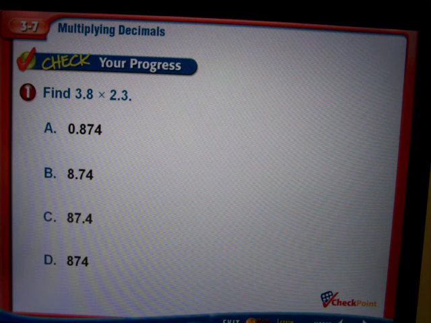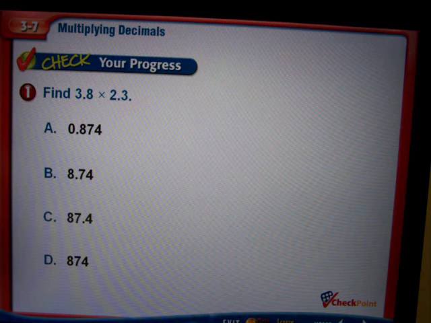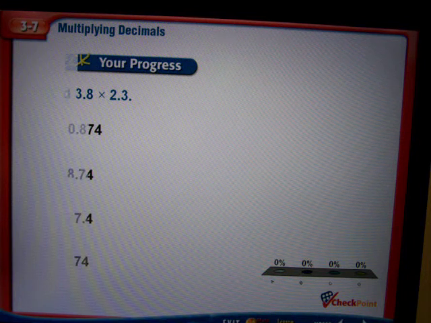So now we're going to find 3 and 8 tenths times 2 and 3 tenths. Is the answer A, 874 thousandths, B, 8 and 74 hundredths, C, 87 and 4 tenths, or D, 847. Just think of it logically compared to the estimate. And your answer is B. So you would do 4 times 2, that would be 8.